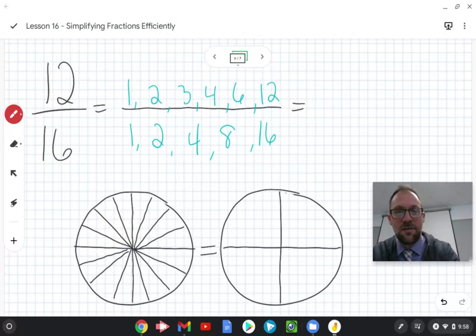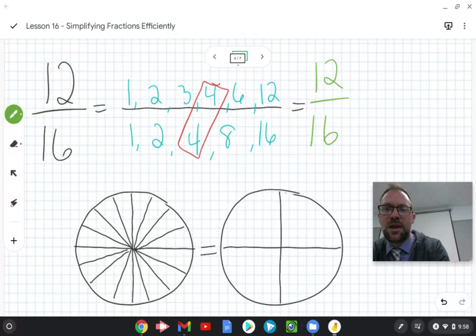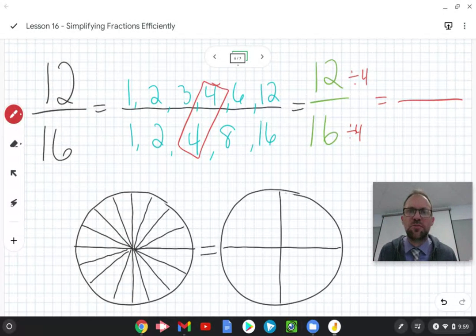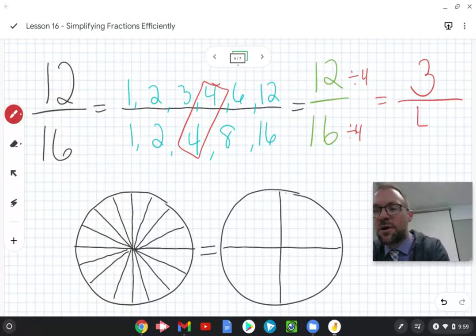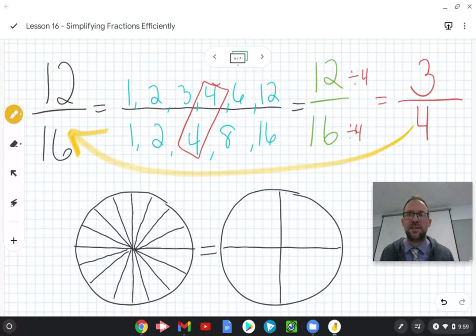If you said 4, you're correct. All right, now, what's step 2? We have to divide 12 and 16, the numerator and denominator, by 4. So let's go ahead and rewrite 12/16. And then let's go ahead and divide. 12 divided by 4 and 16 divided by 4. Well, actually, let me back up. Go ahead and just finish this problem up. What is the simplest form of 12/16? Okay. 12 divided by 4 is 3, and 16 divided by 4 is 4. So we've just learned that 3/4 is the simplest form of 12/16.